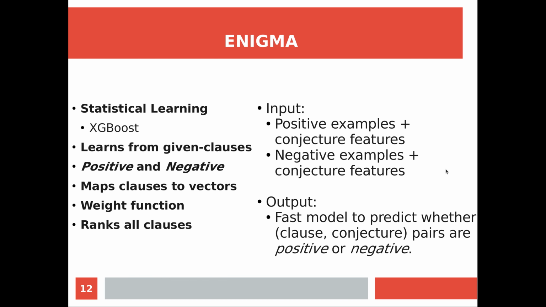So ENIGMA is the statistical learning suite that our research group has been using, and here I use XGBoost, and we learn from the selected given clauses, which are either used in the proof or not. They're positive or negative, and these are mapped into vectors, and we get a model that predicts whether the clause and conjecture pairs are positive or negative.